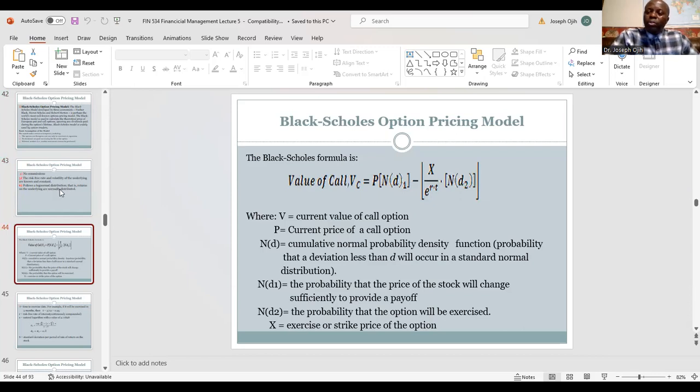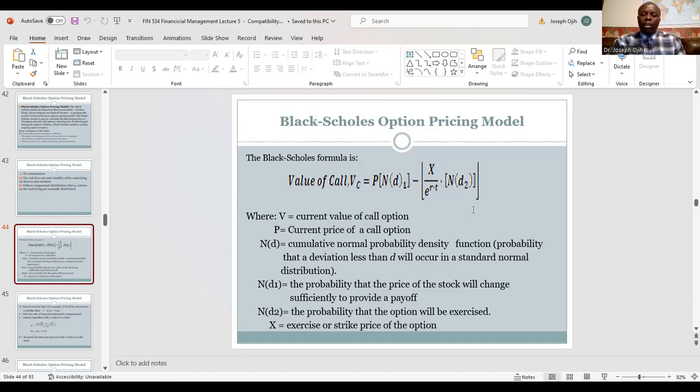Now, at this point, we're ready to look at the Black-Scholes formula for valuing options. The formula is this: the value of the call option, VC, is P times N(d1) minus, in parentheses, X over e to the power RT, times N(d2). I know the formula looks like a monster, but when you start using it, you see that it is actually easy. Besides, we put the formula in Excel, and that makes it even easier.